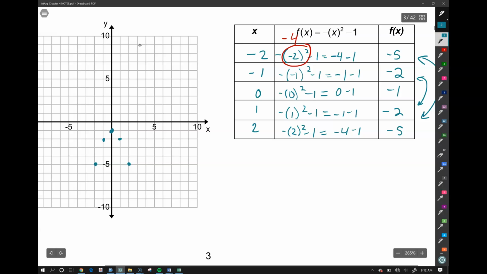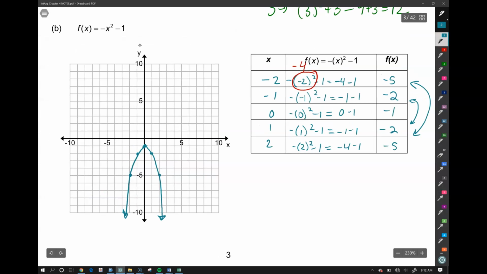I connect them to have a nice U shape, and connecting it, we see, oh, it's facing down. So if there's a negative in front of the x squared, what that does is it flips it into a frowny face. Remember, if you're negative, you're probably very sad, right? The U shape is going down. But if it's positive in front, you're such a happy person. It's going up, facing up.